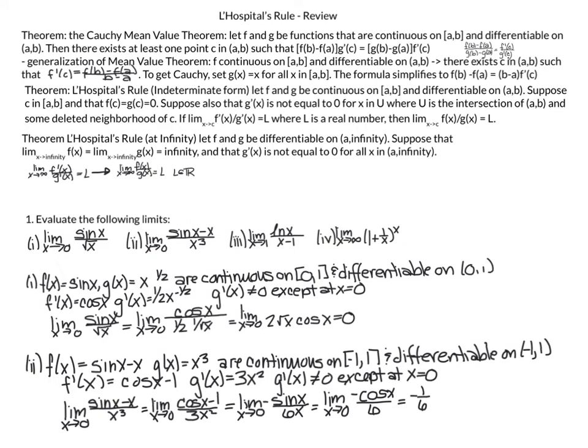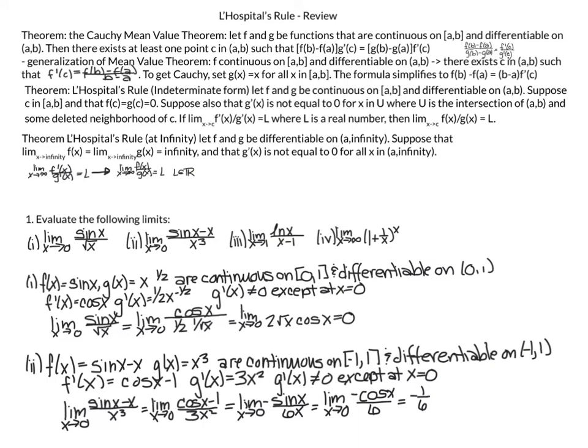For problem number 2, we can see f of x is equal to sine x minus x, g of x is equal to x cubed, and when you plug in x equals 0 to the limit, you see that you will get the indeterminate form 0 over 0. You can also see f and g are continuous on the interval -1 to 1 and differentiable on the open interval. G prime of x is equal to 3x squared, which is not equal to 0 except at x equals 0, so that's fine.